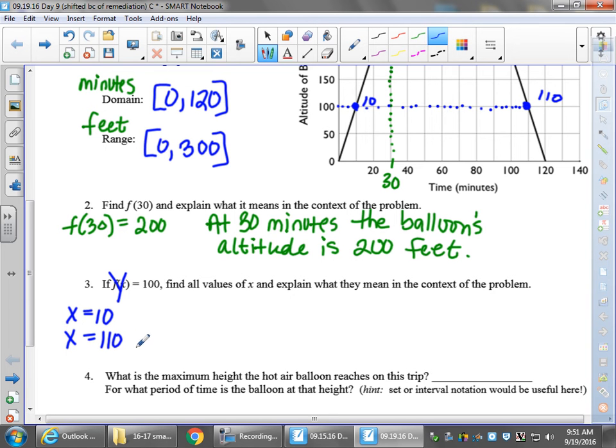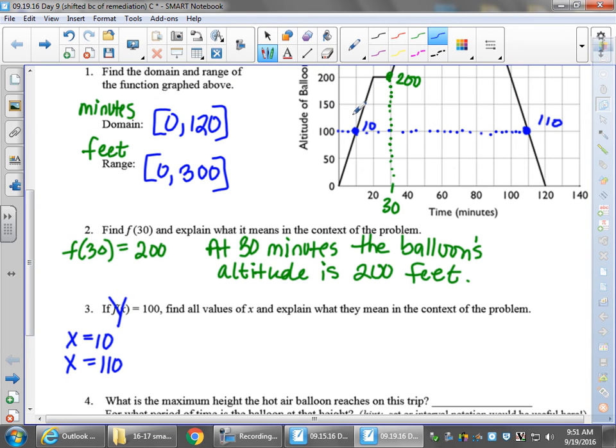Why does this make sense that there's two x values for this? Why is there 2 points? Jeffrey? In the real world scenario, why does it make sense that we pass 100 feet twice? Yes, Shamar? We go up and we go down, right? So the balloon is going to pass this height after how many minutes first?